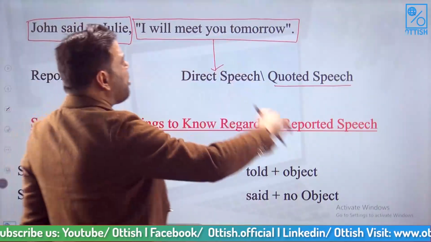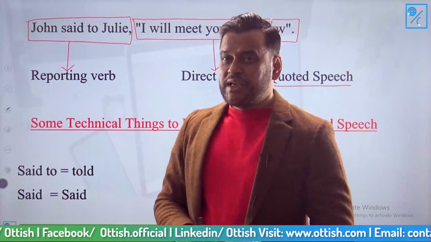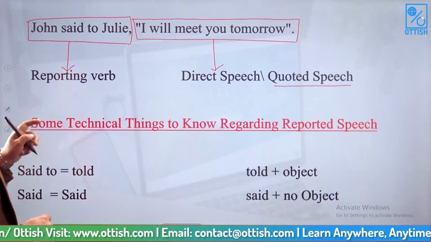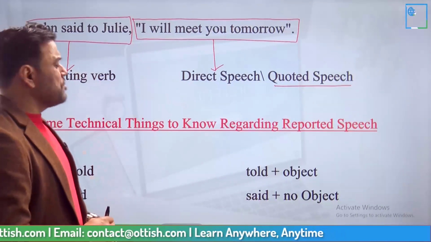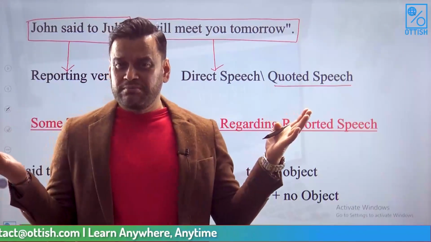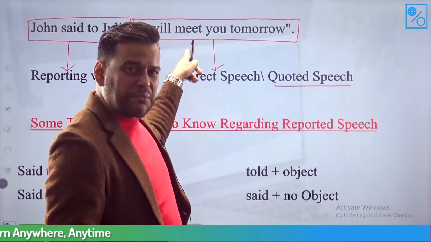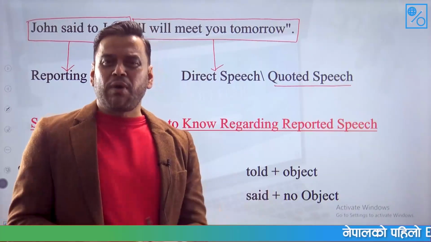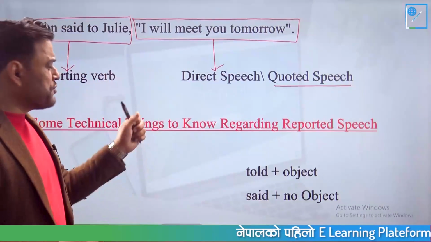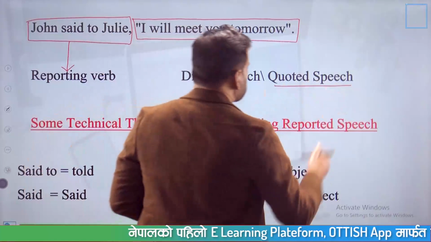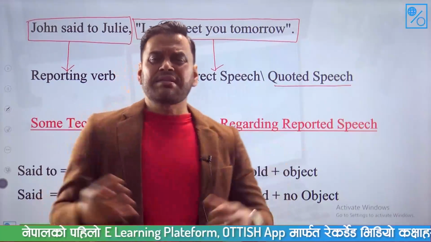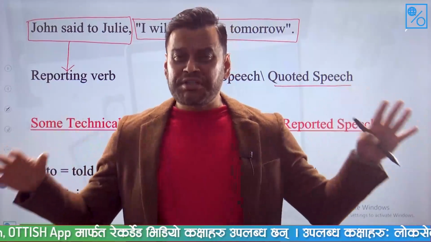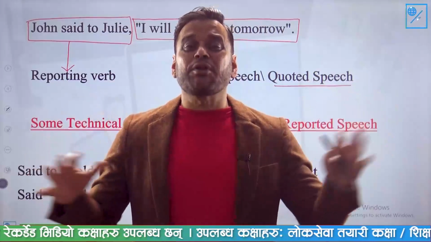So now we can see that. I will meet you tomorrow is the exact version said by the speaker. What did the speaker John say to Julie? I'll meet you tomorrow. This is the exact version we have quoted here. It is called what? Direct speech. You can say direct speech, or you can also say quoted speech. While teaching reported speech, I may use quoted speech or direct speech several times.